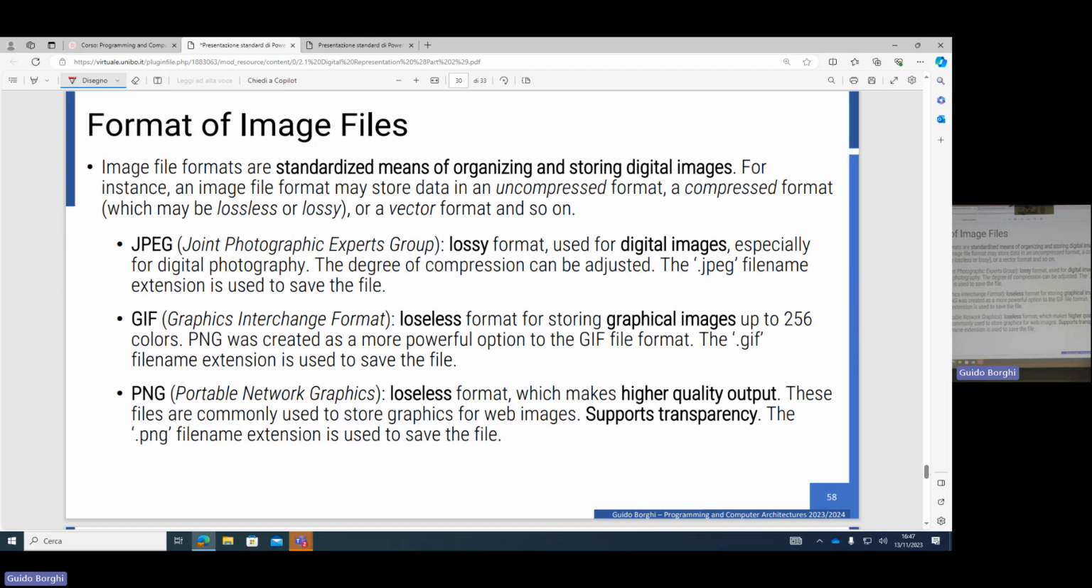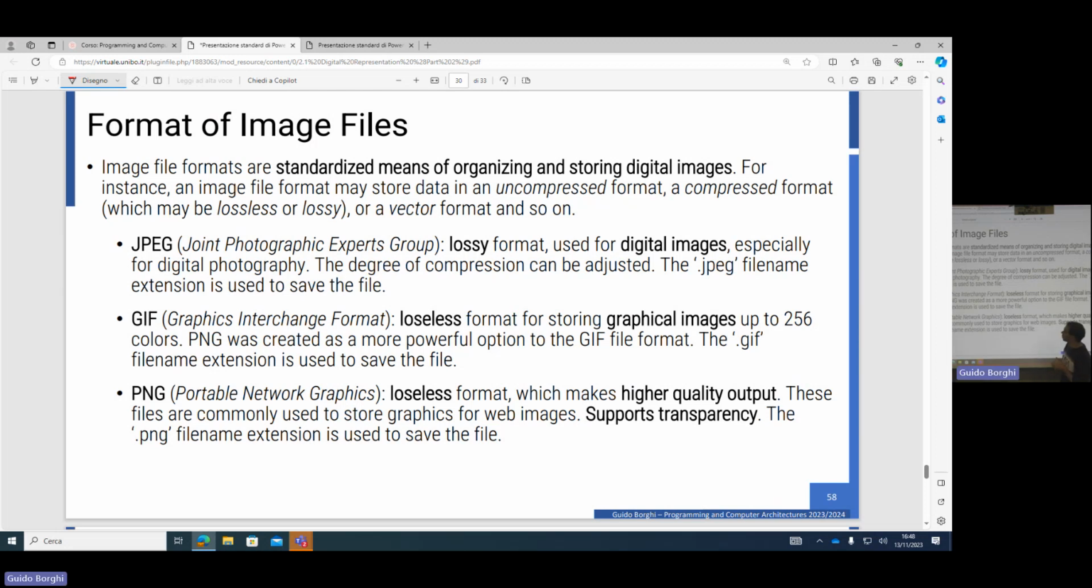First example, JPEG images. I think you know JPEG images. JPEG is a lossy format. When you save images with the JPEG extension, or in the JPEG format, you are losing information. That's good for your memory, since you can store more images, since you save space thanks to the lossy compression, but you also lose quality.